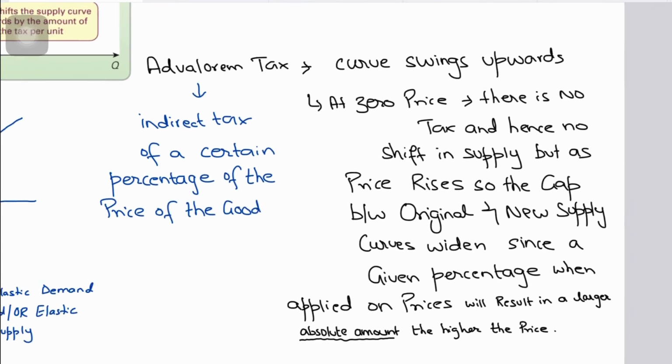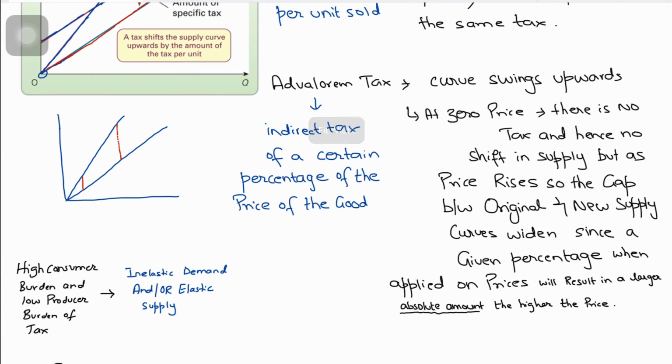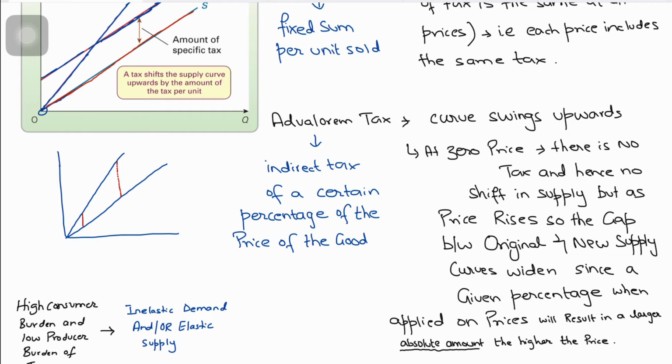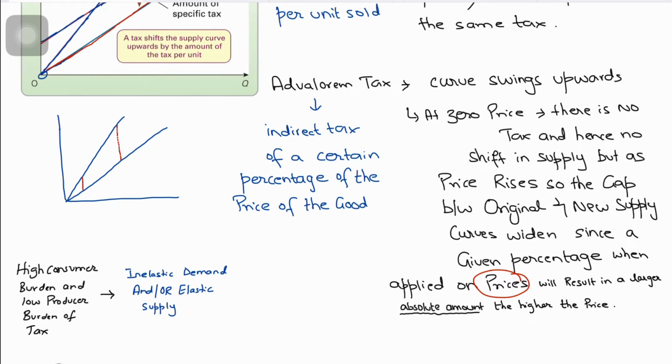So there's no tax at zero price, and hence there's no supply shift as well. But as the price goes up, the gap between the original and the new supply curve widens, because you're applying a given percentage on the prices, and the price reflects the marginal cost and the value of the product. So if it results in a larger absolute amount the higher the price, the gap would open up.